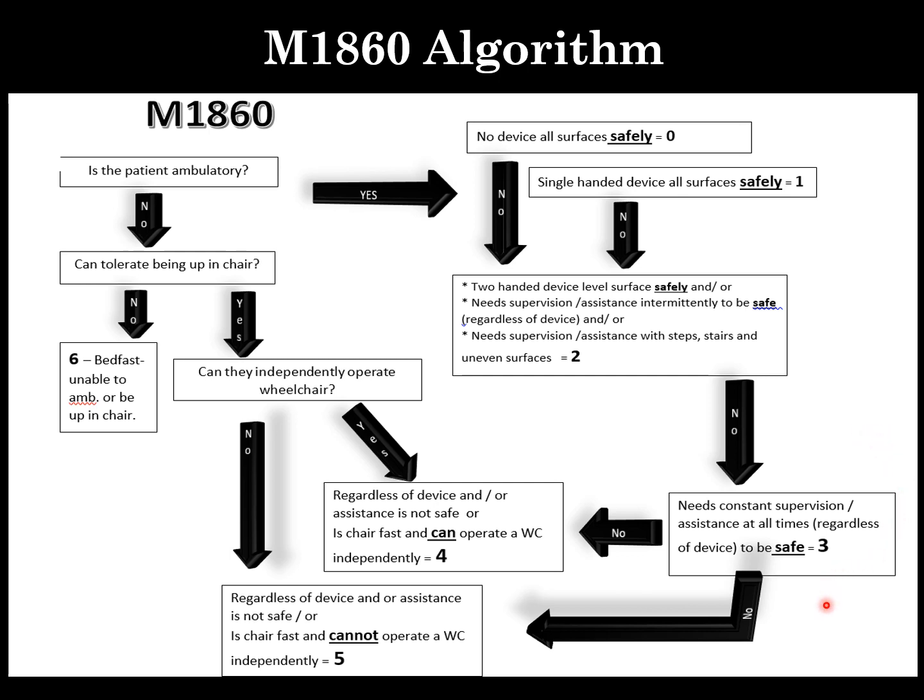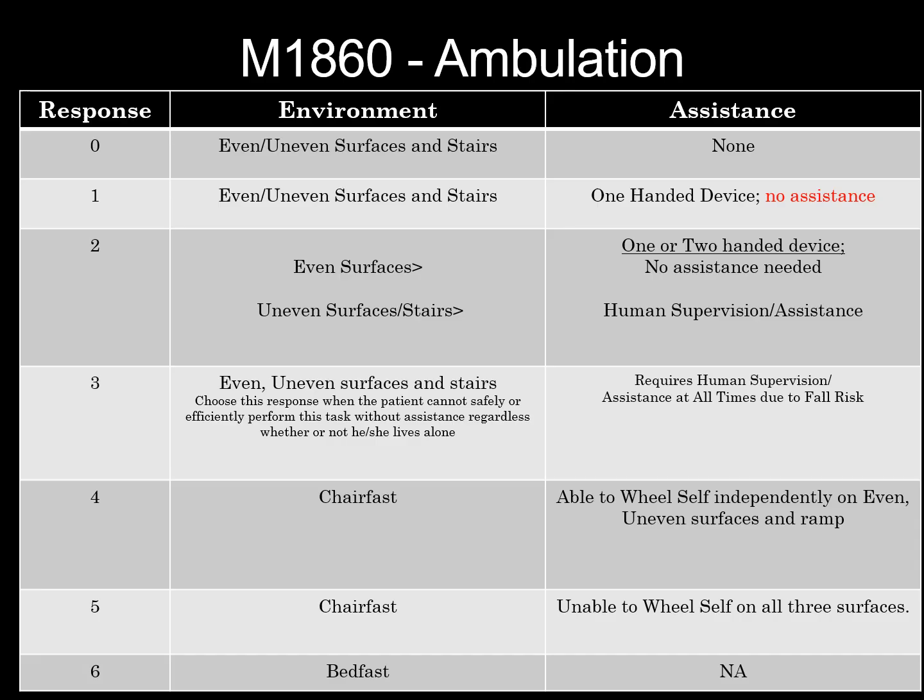And if the answer is yes, that could be appropriate, but if not, you may even consider them Chairfast based on 4 or 5 on their ability to use a wheelchair safely. The next slide takes a look at the environment and the assistance with these scores, and as you notice, 0 and 1, there is no assistance at all, no indication really for therapy.